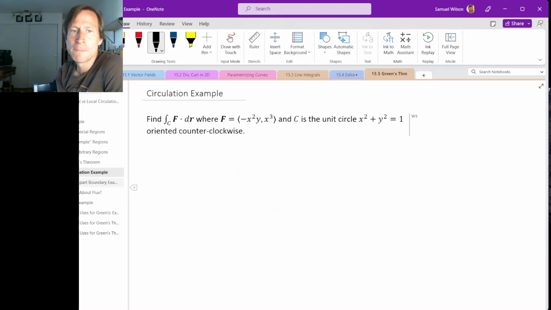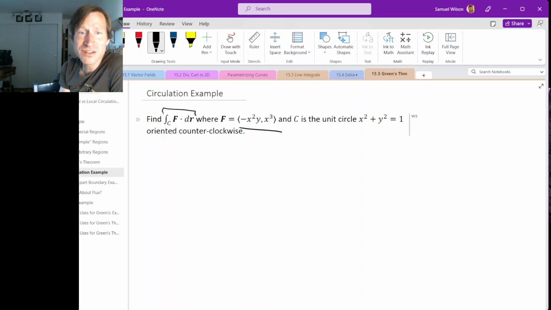So here's an example. Let's calculate the circulation of this vector field around this unit circle. Now, if you think about what we would have to do to calculate this, we'd have to parameterize the unit circle, which is going to give us some sines and cosines, and then plug that mess into F, and then work out a dot product. And it seems like it might be a mess. It might be bad.